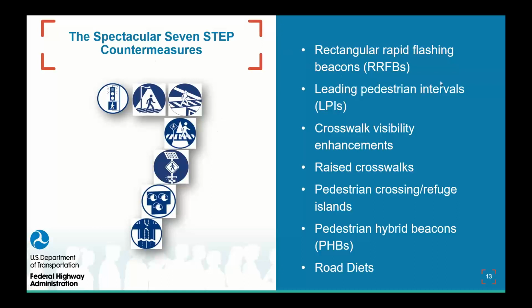And those countermeasures include rectangular rapid flashing beacons. They're all mainly focused on mid-block crossings, leading pedestrian intervals, crosswalk visibility enhancements, raised crosswalks, pedestrian crossing and refuge islands, pedestrian hybrid beacons, and road diets.